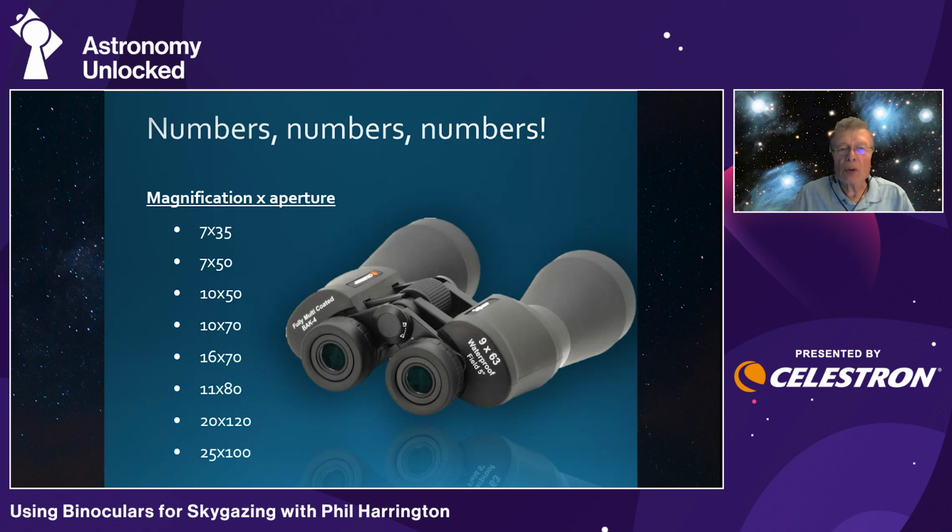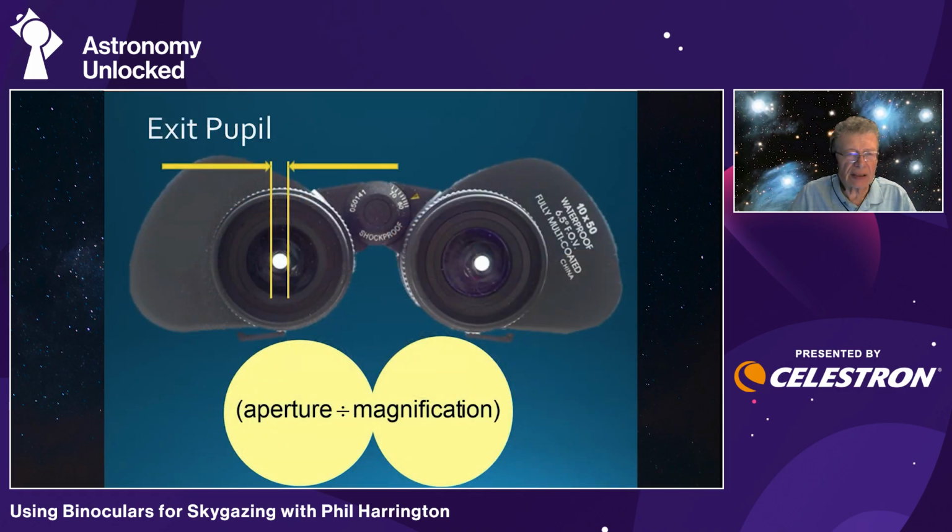It's important to know these numbers for a couple of different reasons, not the least of which is they affect directly the size or the diameter of the cone of light exiting the eyepieces, which is what you're looking through, and entering your eye's pupil. That exiting cone, really a cylinder of light coming out, is referred to as the exit pupil. Ideally, you want the exit pupil to roughly match the diameter of your eye's pupil.